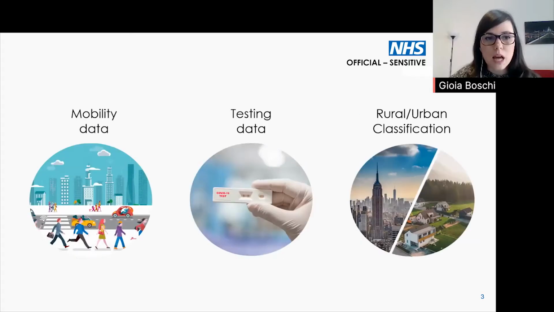For my model, I've used three data sources: mobility data, which provide an estimation of the number of people moving between different regions; testing data, which provide an estimation of the cases of COVID in different UK areas; and rural-urban classification, which provides indirect information on how densely populated the different areas are and how likely people are to meet inside or outside.